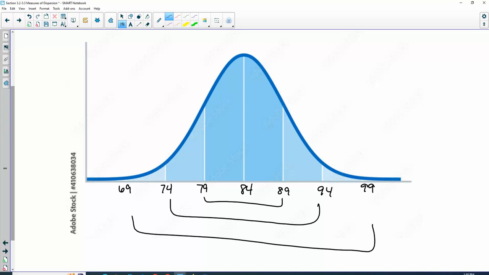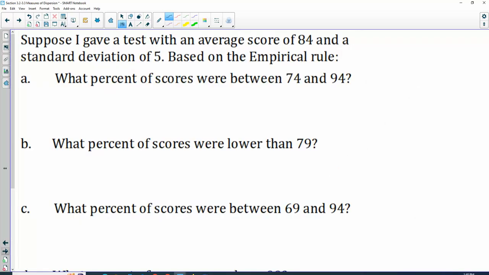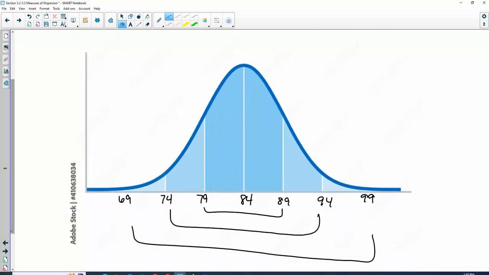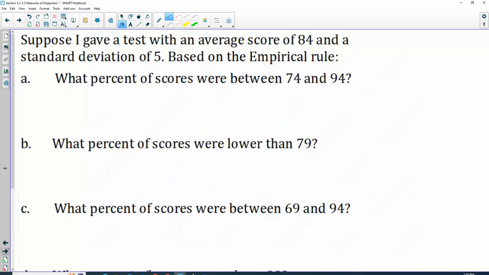Does everyone know where I'm getting these numbers? So 74 and 94. 74 and 94, isn't that just the second standard deviation? Yes. And the empirical rule says what percent should fall within 2 standard deviations? 95%. Okay.